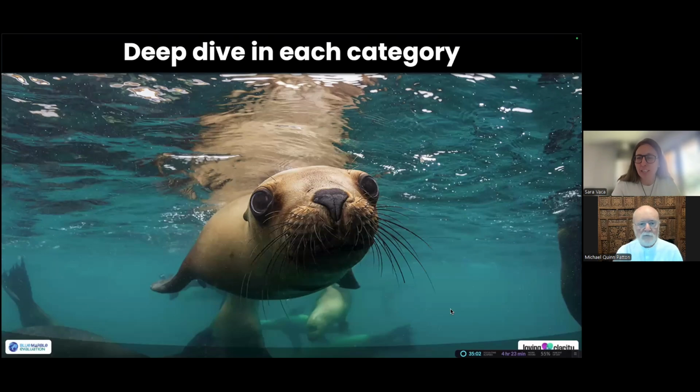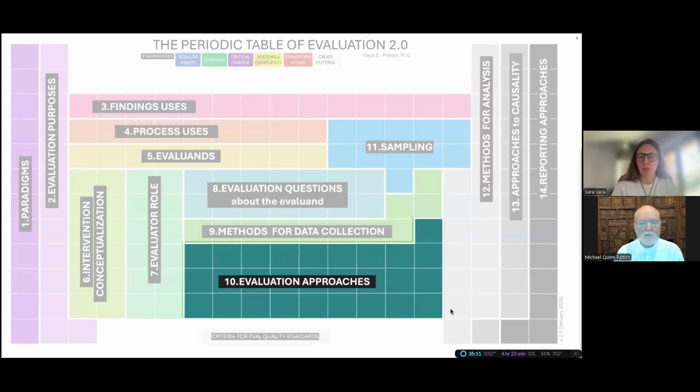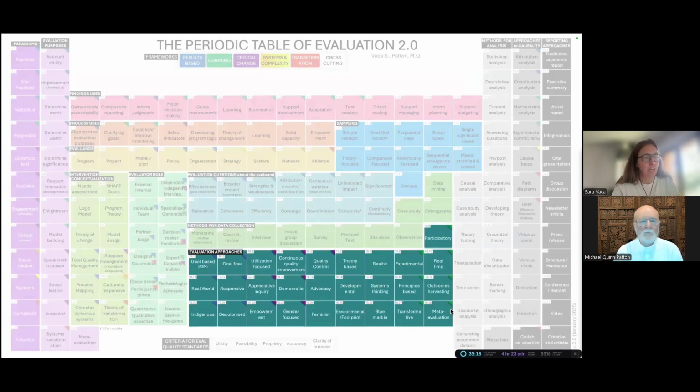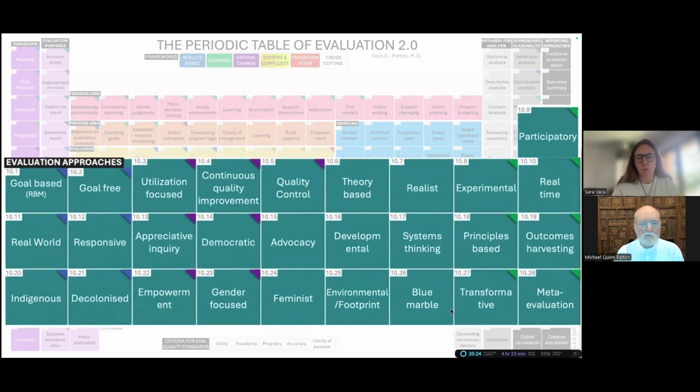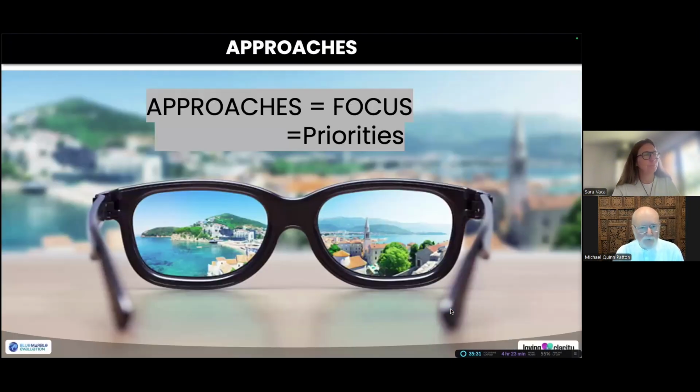So what we're doing here is diving deep into each of the categories, one video at a time. And today we're going to deal with evaluation approaches. Evaluation approaches is category number 10 in the table, and has all these 28 different options that you can see here. And we're going to be talking about it because it has been one of the most demanded videos, right, Michael? And approaches is really a matter of what the focus is for any given evaluation. Sometimes that isn't explicitly stated, but we think it ought to be. And the different approaches have a different focus.